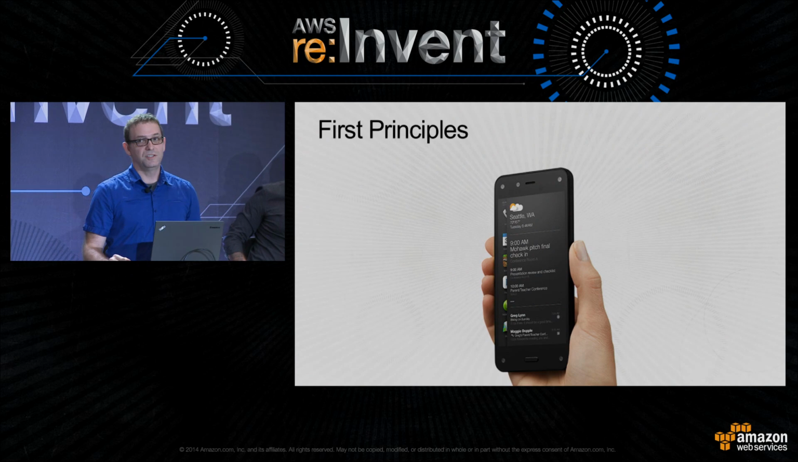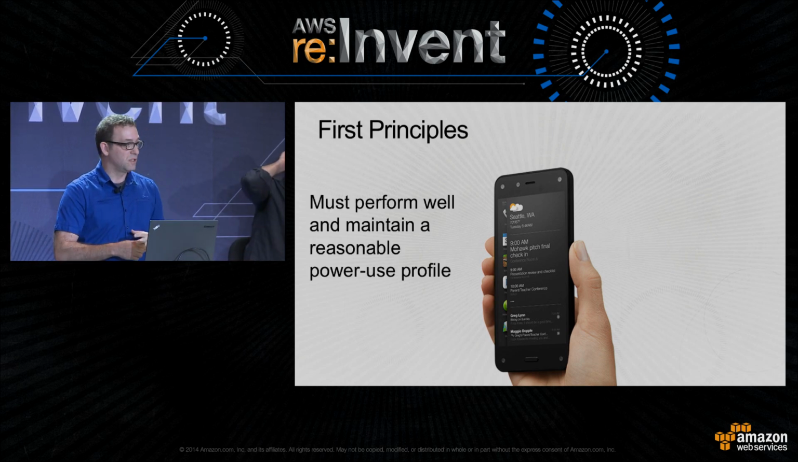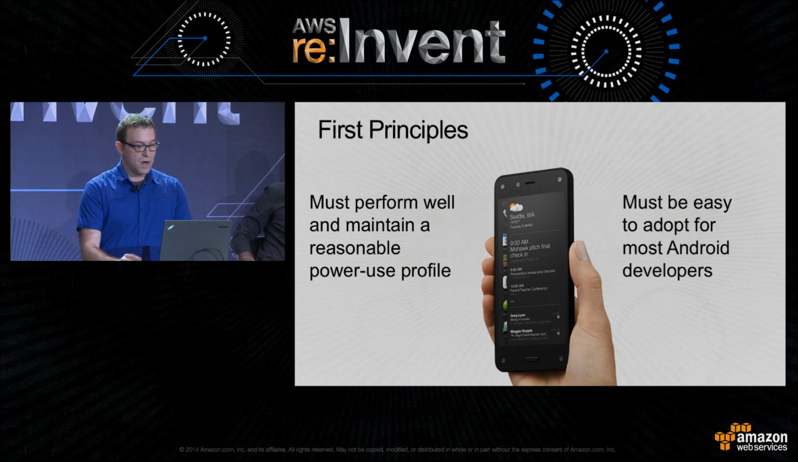So based on those constraints that I mentioned earlier, we constrained our research accordingly. We wanted to make sure that the results that we generated were actually performant, and that they also have a reasonable power usage profile. We didn't want to be profligate with the battery. And of course, we also wanted to make sure that they were easy to adopt by the typical Android developer. This shouldn't be rocket science to add these new features to your applications.